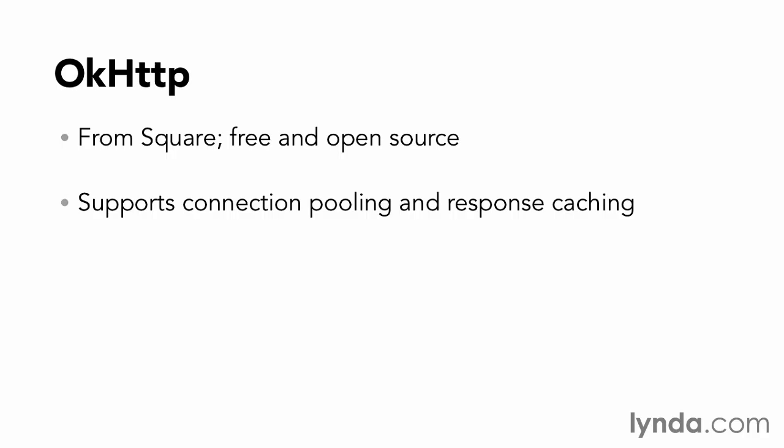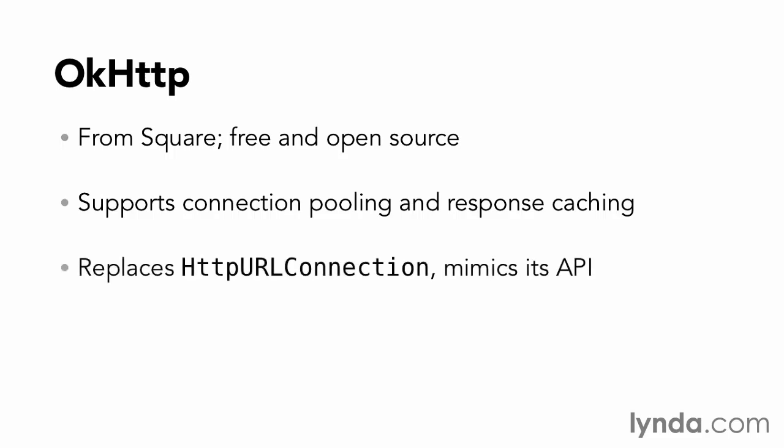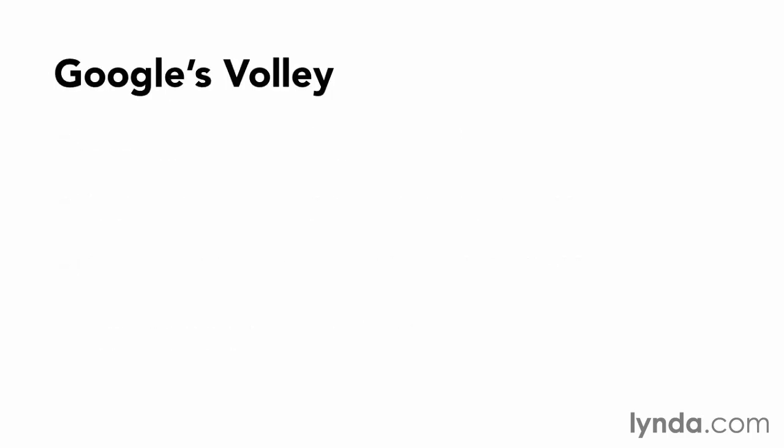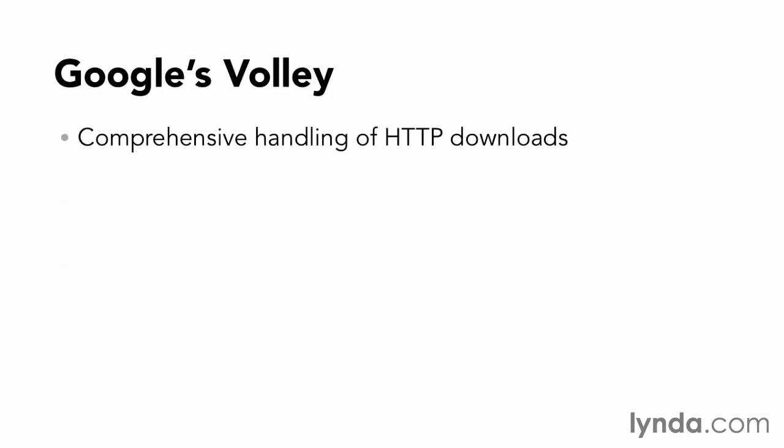And it adds or improves on some critical features. These include connection pooling, transparent handling of gzip formats to shrink download sizes, and response caching. I'll give you a complete demo of OkHttp in this course, and you can find out about it at this URL. I'll also talk about Google's Volley library, which was introduced in 2013.